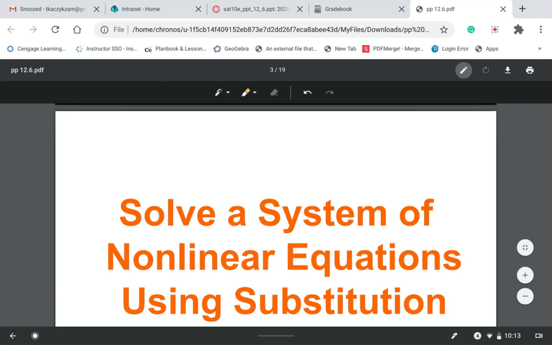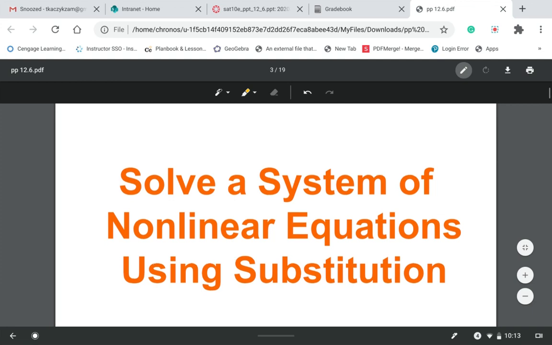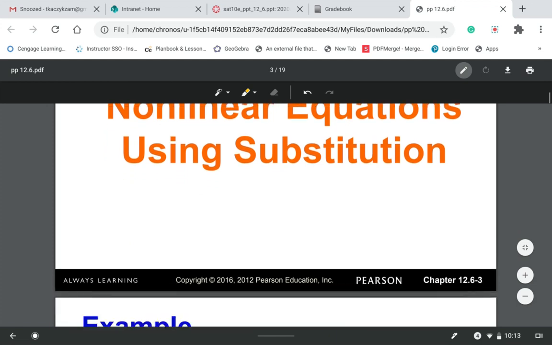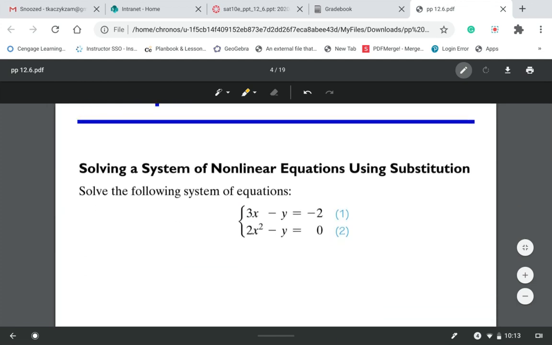Here we may have different types of equations, let's say a circle and a parabola. So they can intersect at 4 points. So you may expect to see more solutions. The first example which we're going to solve is to solve a system of nonlinear equations using the substitution method. I will use the first example from the PowerPoint, and I will explain how to use the substitution method to solve the given system.